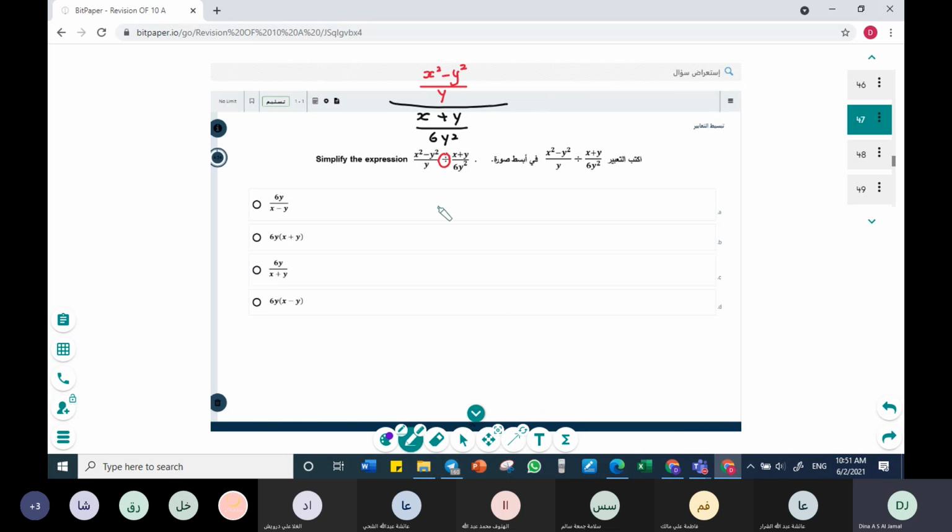What shall I do? We have to make it multiplication by flipping the second. Am I going to do anything with the first one? No, we will keep it the same. So I will be keeping the first term the same, and my second term, I will be taking the reciprocal. Flip it.